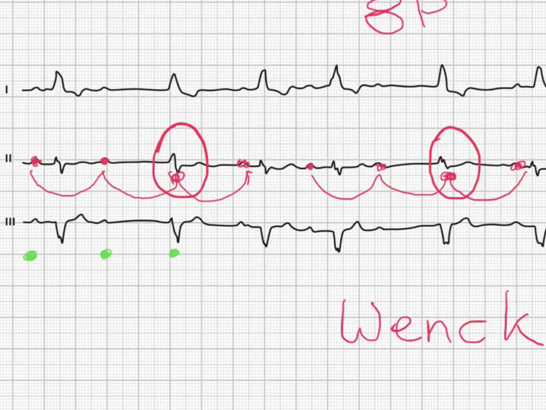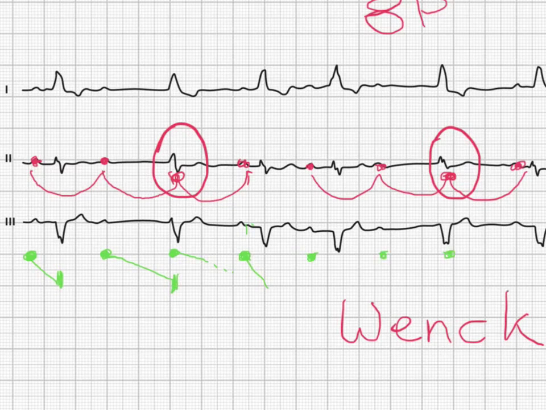We see this P in lead 3 here is conducted down and makes this QRS. The next P takes much longer to come down to the ventricles and makes this QRS. The P here, which is hidden in the QRS complex, is not conducted anymore. And the next P here, again, is conducted with a rather short interval.